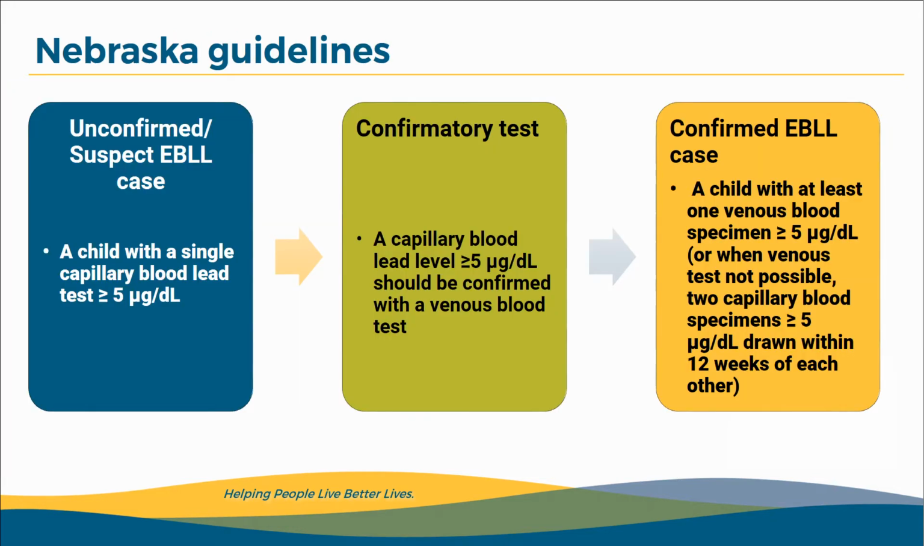As we discussed in earlier modules, in Nebraska, local public health responds to a positive blood lead level at the point a confirmatory test has occurred. Until then, the case is considered a suspected EBLL. The confirmatory test is a second test, preferably a venous draw, whose results are at or greater than 5 micrograms per deciliter. Capillary samples should be used to confirm only in limited circumstances.